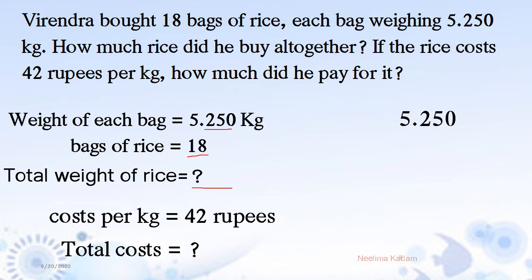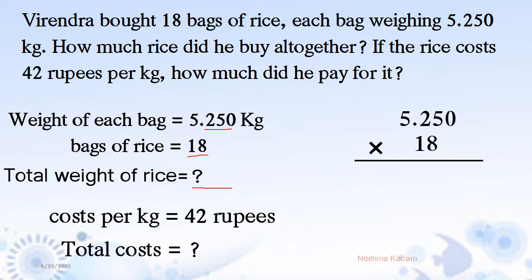Now 5.250 into 18. After doing this, what will we get? How much rice did he buy in total? So the total weight of rice Virendra bought we will get by multiplying 5.250 into 18.